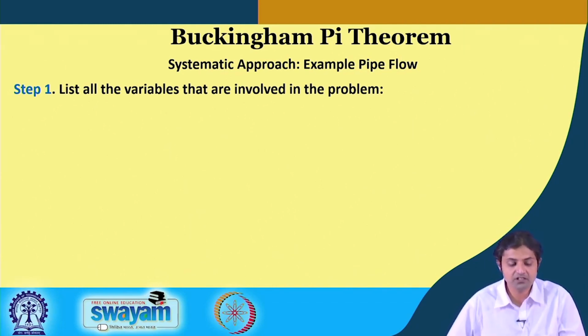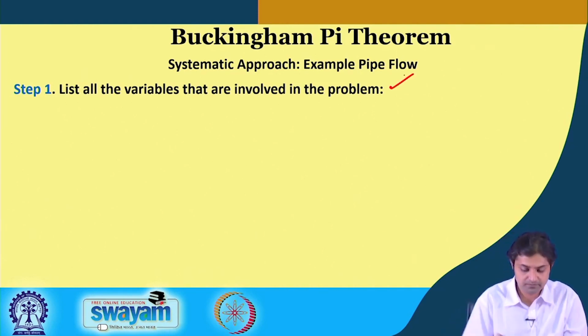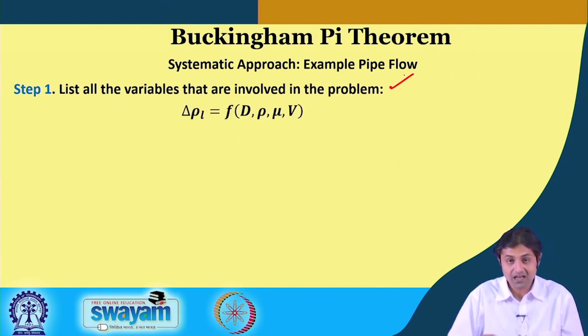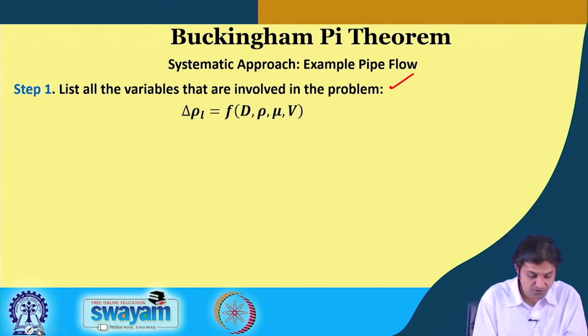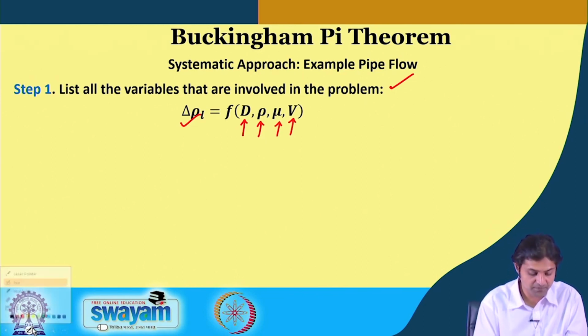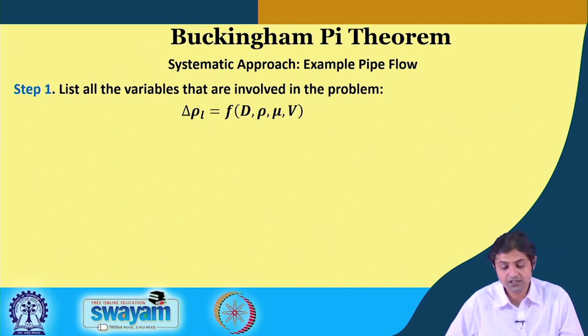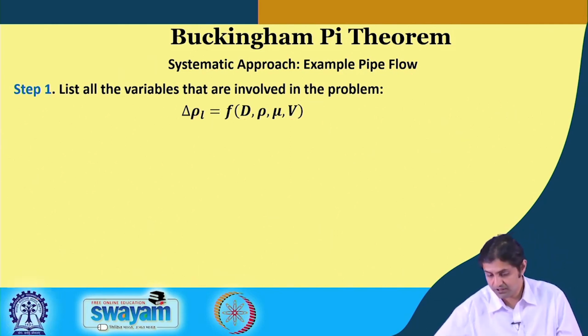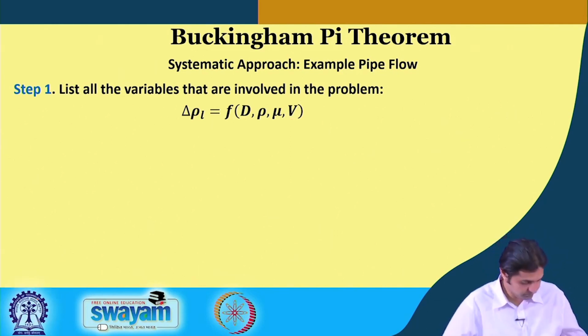So, step 1 is you have to list all the variables that are involved in the problem. In our case, listing the variables was: one is pressure per unit length, something that needs to be found out. Then there is a diameter d, there is the density rho, then there is viscosity mu and the velocity v. So, first step we have done, we have listed all the variables that are involved in the problem.